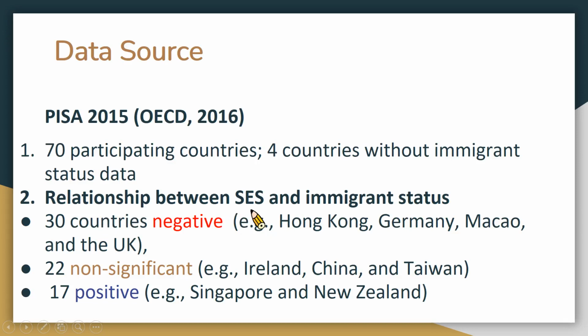For relationships between SES and immigrant status, 30 countries have a negative relationship, 22 countries have a non-significant relationship, and 17 have positive relationships. So it means that Hong Kong, Germany, Macau, and the UK have immigrants of lower SES, and Singapore and New Zealand have immigrants of higher SES.